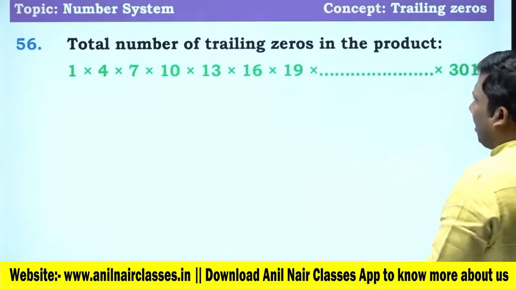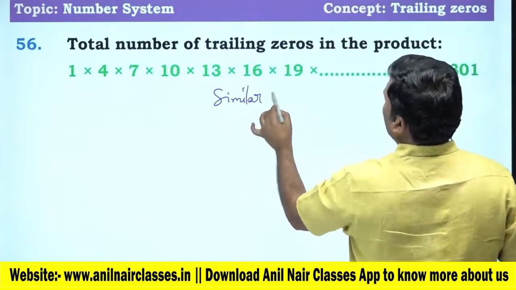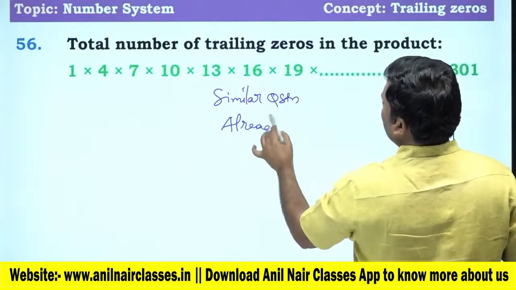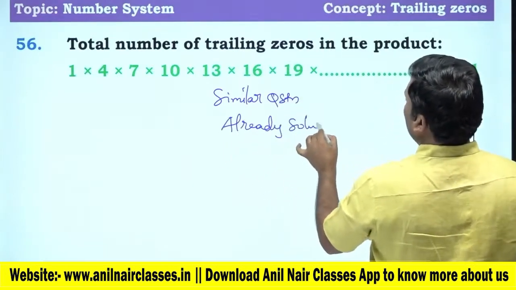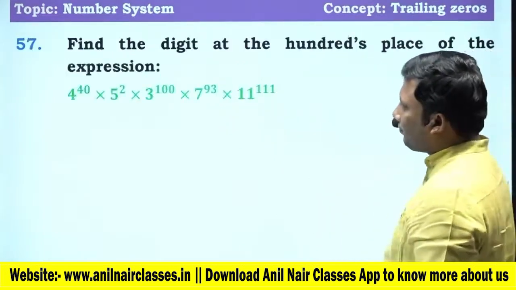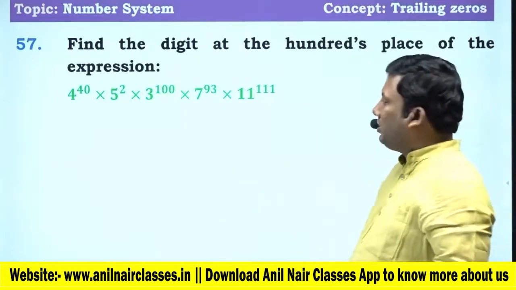We already did a similar question. We have done enough questions of this model. 1 into 4 into 7 into 10 into 13. Next one. Find the number of trailing zeros of this number.